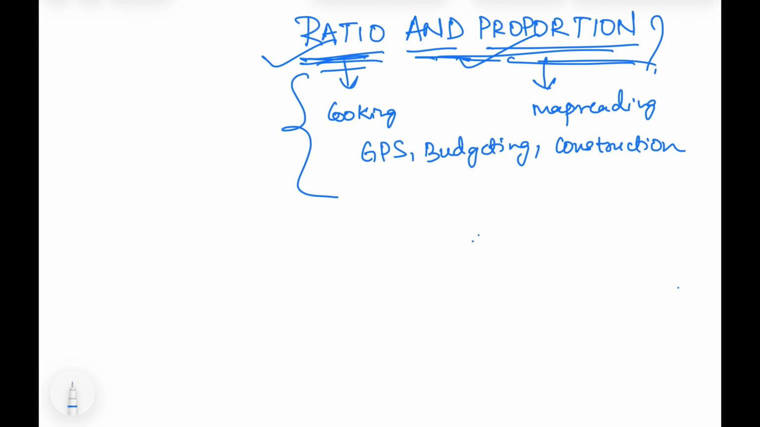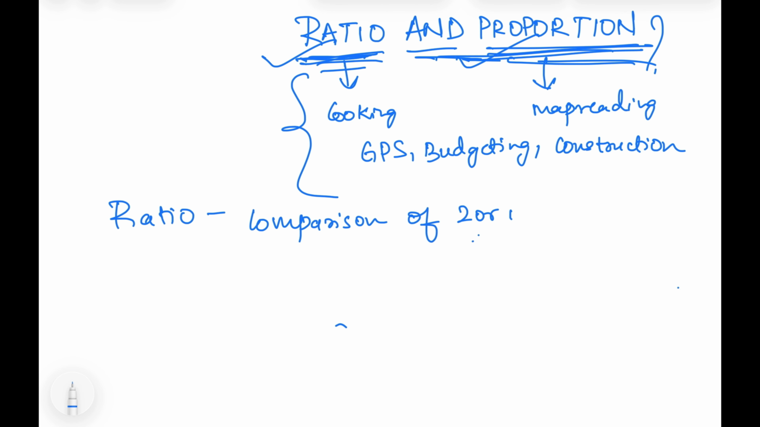Now, before we start, we need to know what is the meaning of these two words, ratio and proportion. So to start with, ratio. Okay, what is ratio first? Ratio is nothing but a comparison. It is a comparison, but of what? It is a comparison of two or more quantities, right?